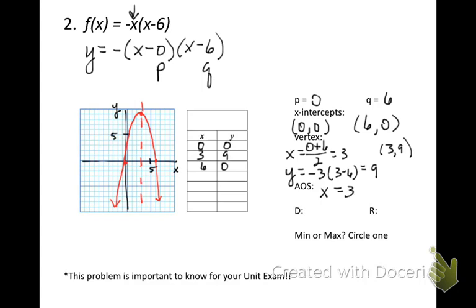Now, I know what you're thinking. You know the domain. It's all real numbers. And then the range. So look how the graph opens. See how it opens down? So that means our range will be y values that are less than or equal to the y value of the vertex. So less than or equal to 9. And then that is a maximum since it's opening down. Now again, just make sure that you remember this because this will come up again on your study guide and possibly your unit exam.